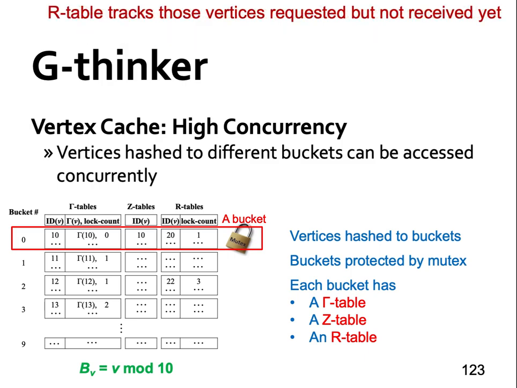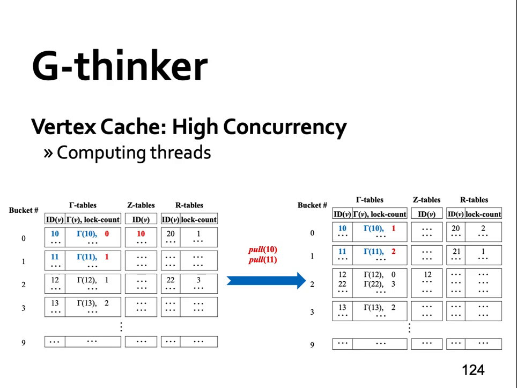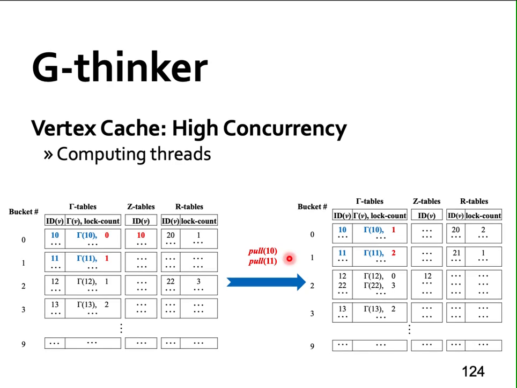R table, or request table, keeps those vertices that are requested by tasks but whose adjacency lists are still being transmitted and not yet received. It also has a counter to track how many tasks request each vertex, which avoids sending the same vertex request many times. We next illustrate how these containers are used.